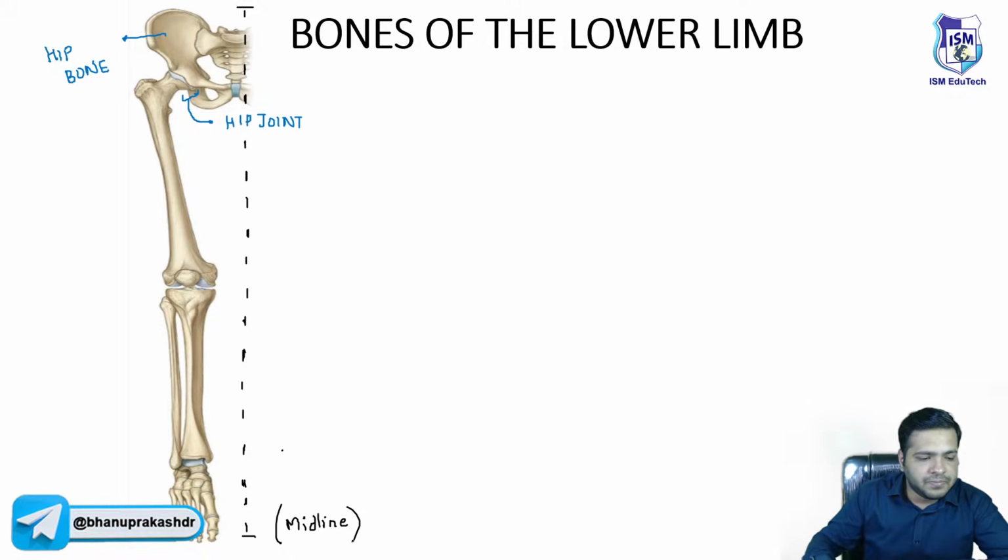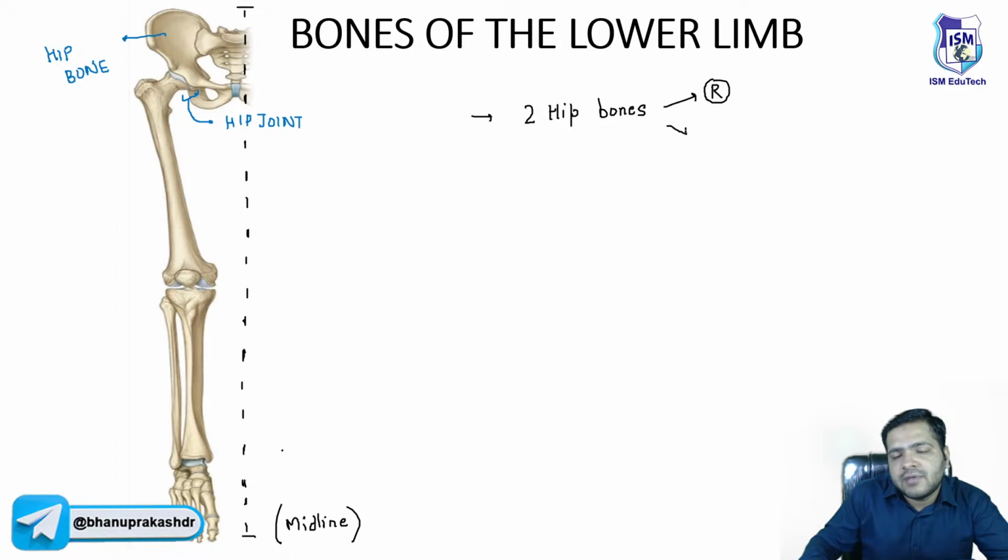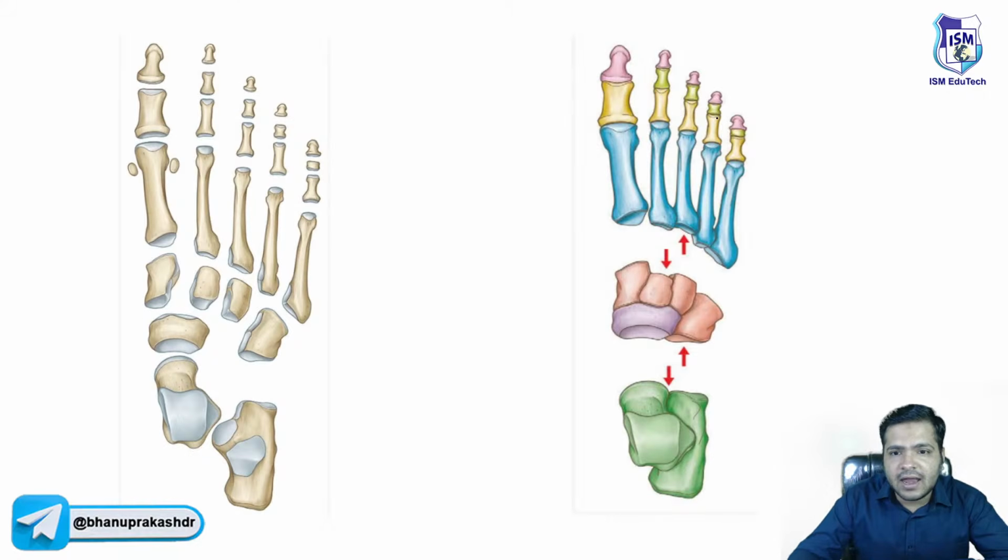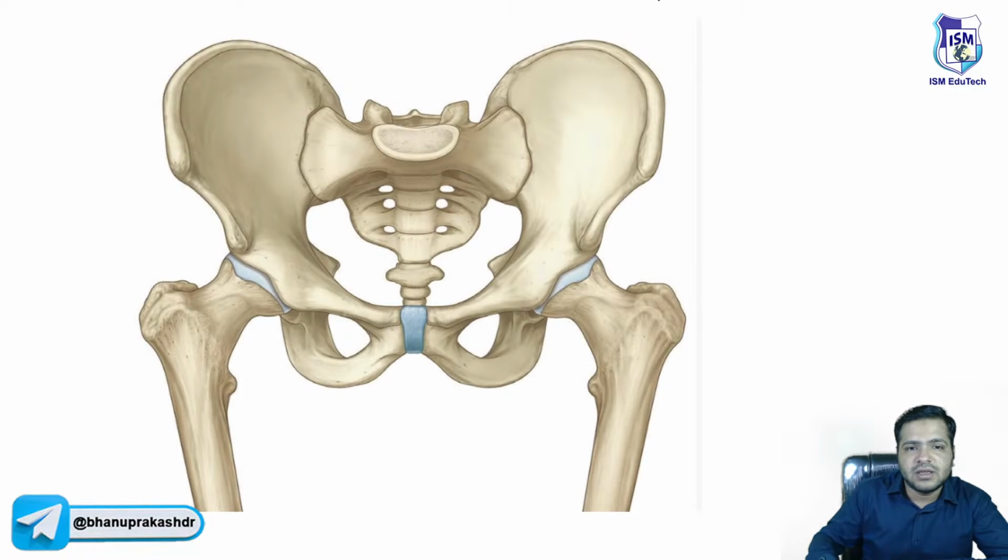Now, you already know the bones of the lower limb. We have two hip bones, the right hip bone and the left hip bone. If you can just see over here, this is the right hip bone according to the normal anatomical position, and this is the left hip bone. So this whole structure is the hip bone.